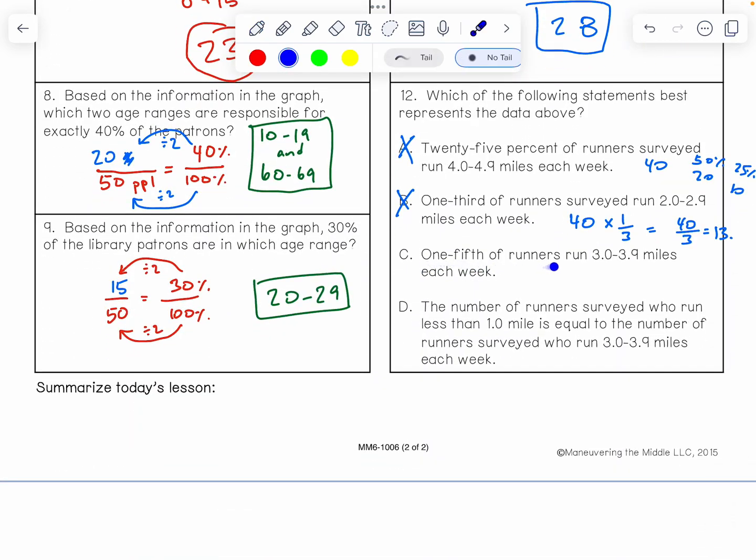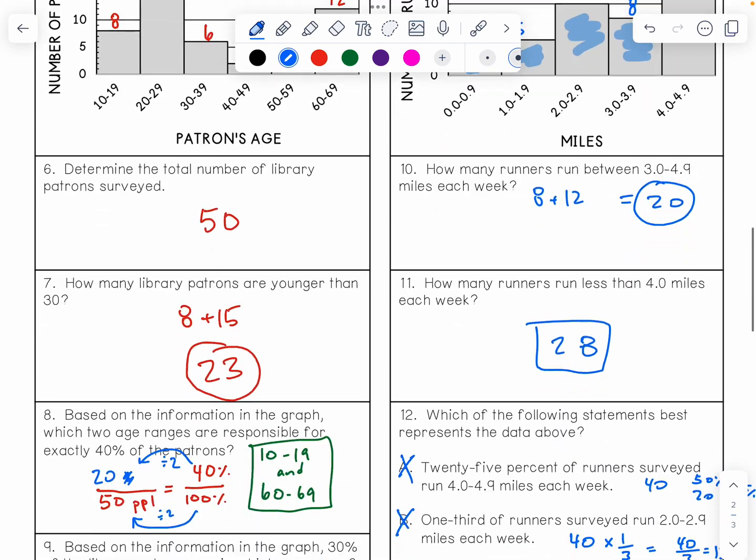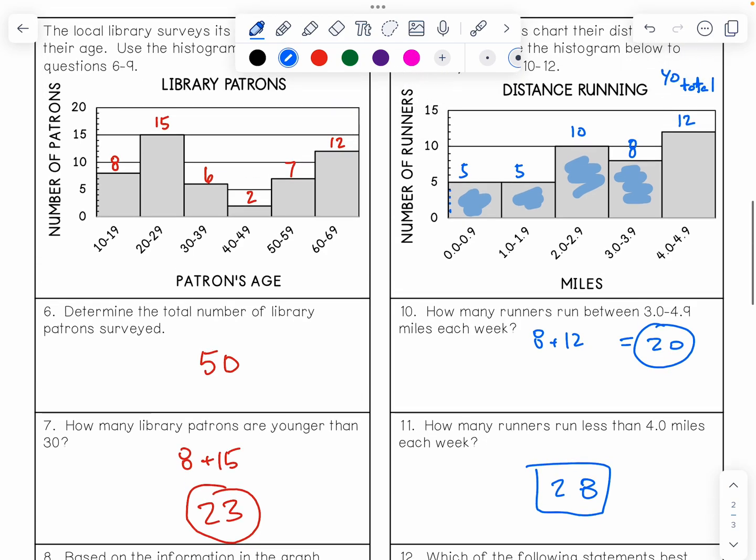1/5 of runners run between 3 and 3.9 miles each week. So 1/5 of runners. How do you find 1/5? You take 40 and times it by 1/5. 40 times 1/5 is 40 over 5, and 40 over 5 is 8. So, did 8 runners go between 3 and 3.9 miles? Yes, they did. That is true.